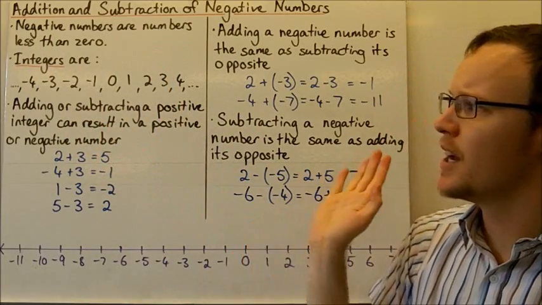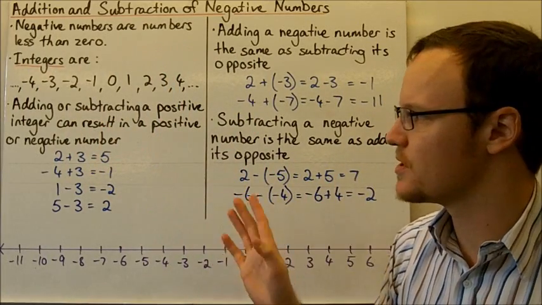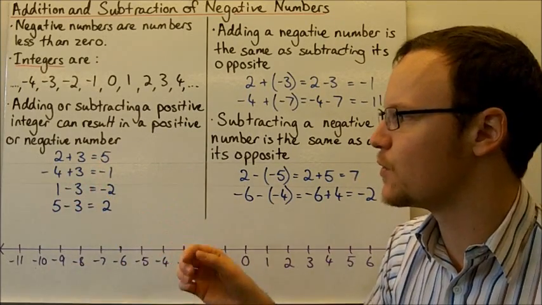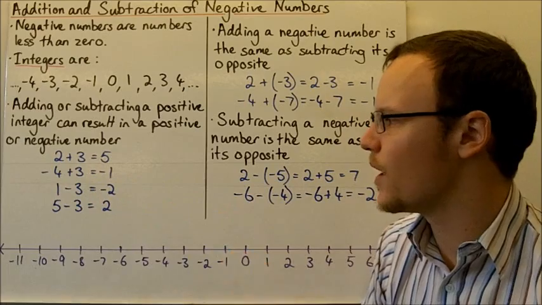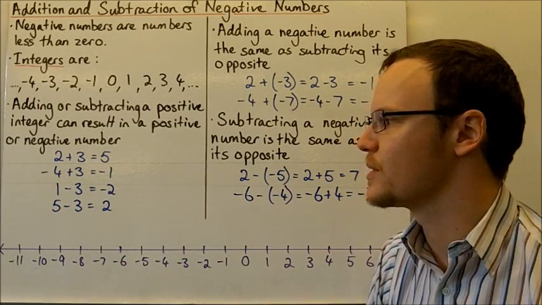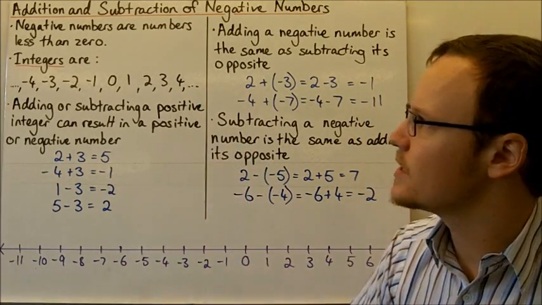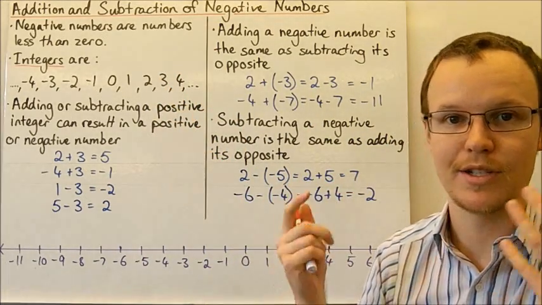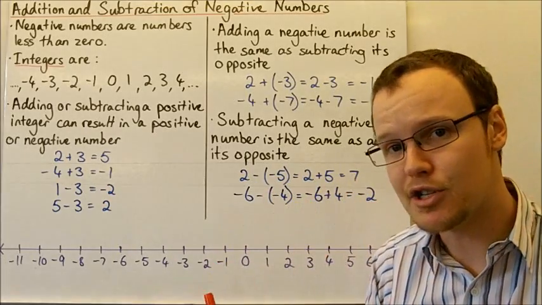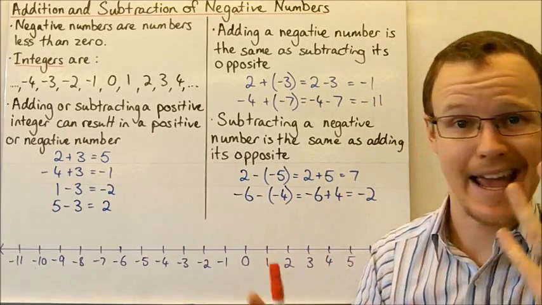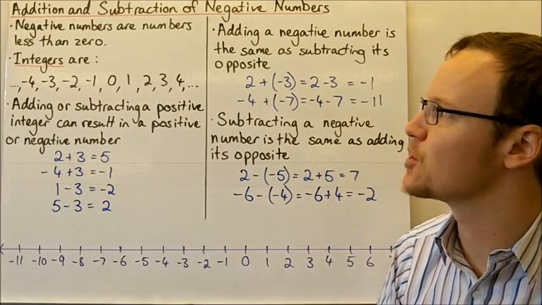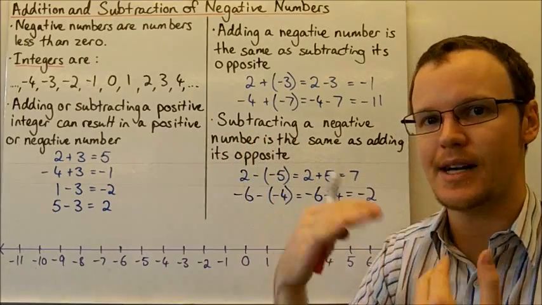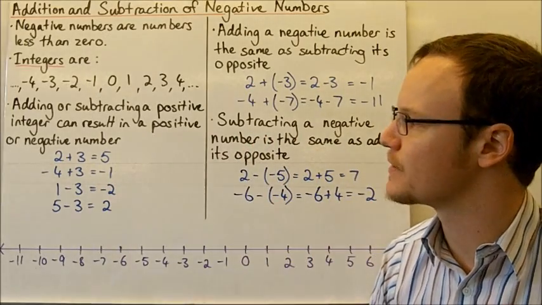We can add or subtract a positive integer and that can result in a positive or a negative number. Here are a few examples: 2 plus 3 is 5, negative 4 plus 3 is negative 1, 1 minus 3 is negative 2, 5 minus 3 is equal to 2. You might encounter negative numbers in temperatures, altitudes, and bank details, where negative numbers might symbolise withdrawal or removal of money from the account.